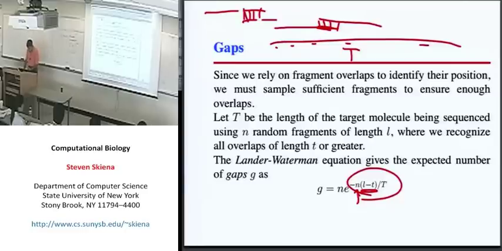The interesting thing here is basically, what is this NL over T? Big T was the length of the genome, right? You needed at least enough data to see the genome, interestingly, once.